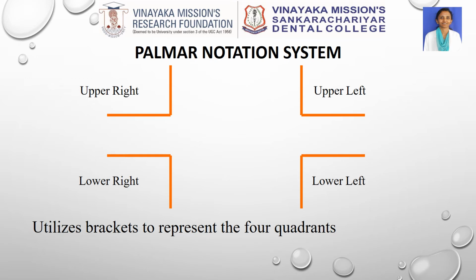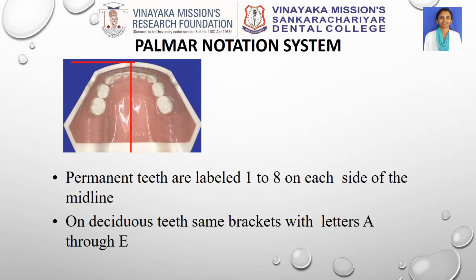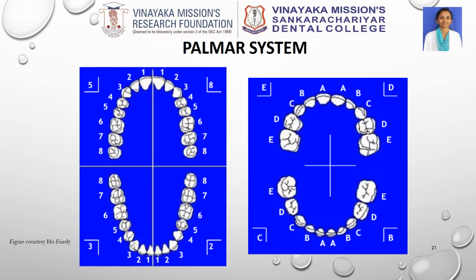Now we will see the Palmer notation. In the Palmer notation, the mouth will be divided into the 4 quadrants. We already said that the mouth is divided into 4 quadrants: the upper right, upper left, lower left, and lower right. And here it utilizes brackets, and inside the bracket, you will write either a number or an alphabet. The permanent teeth are labeled 1 to 8 on each side of the midline, and deciduous teeth are the same from A to E. So the brackets will be put, and you have to write 1 to 8 or A to E. That will be the Palmer notation.